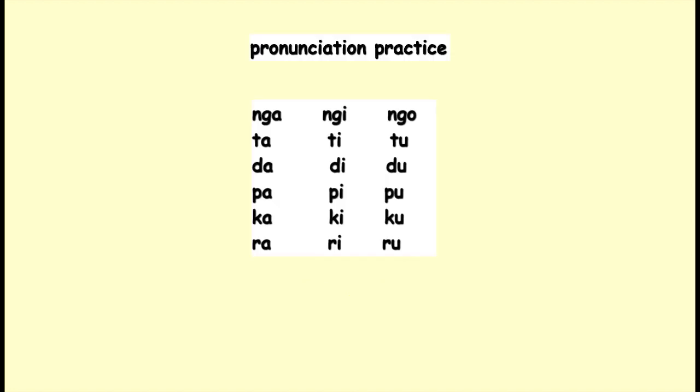Let's do some pronunciation practices. Nga, ngi, ngu. Ta, ti, tu. Da, di, du. Pa, pi, pu. Ka, ki, ku. Ra, ri, ru.